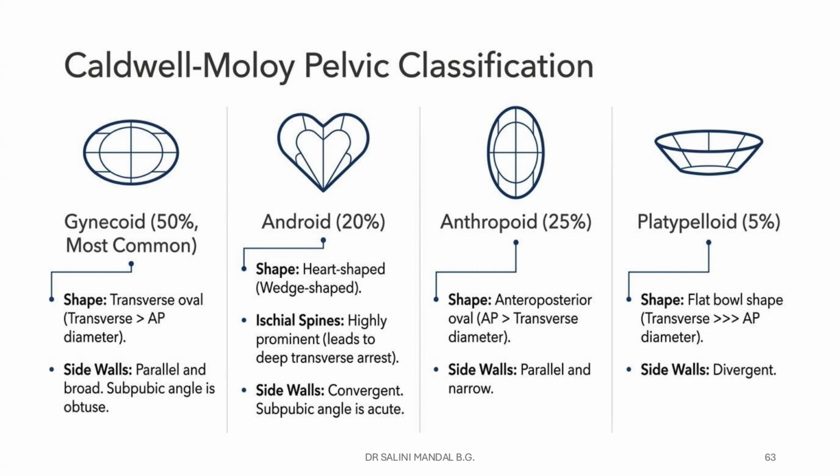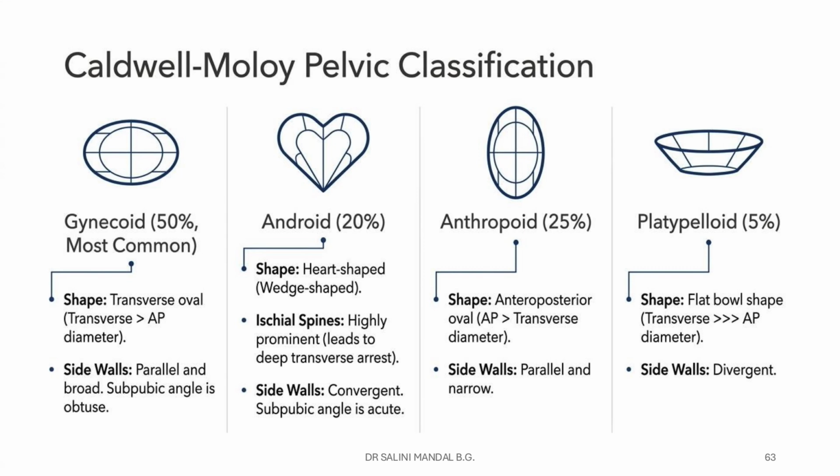So next one is the pelvic classification. Just remember that there are 4 kinds. We have gynecoid, which is the most common one. Next one is android, then anthropoid, and platypelloid. The gynecoid is the most common, in which we get a transversely oval shape, and the transverse diameter is more than the anterior posterior diameter. This is the most common one and very good for delivery. But we have the android one, which is a heart shaped one.